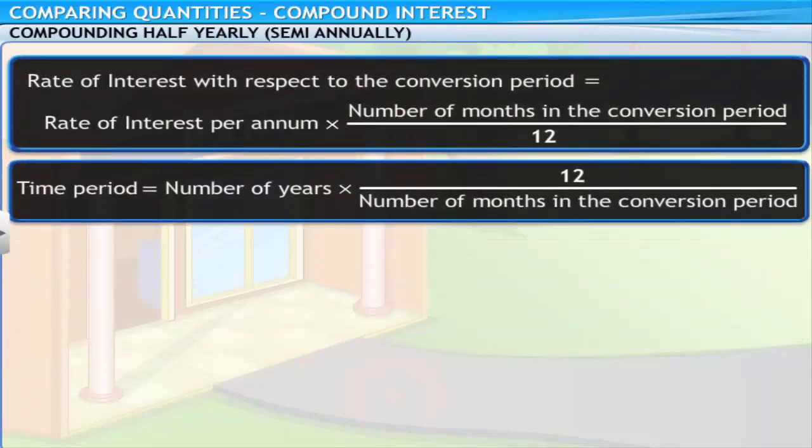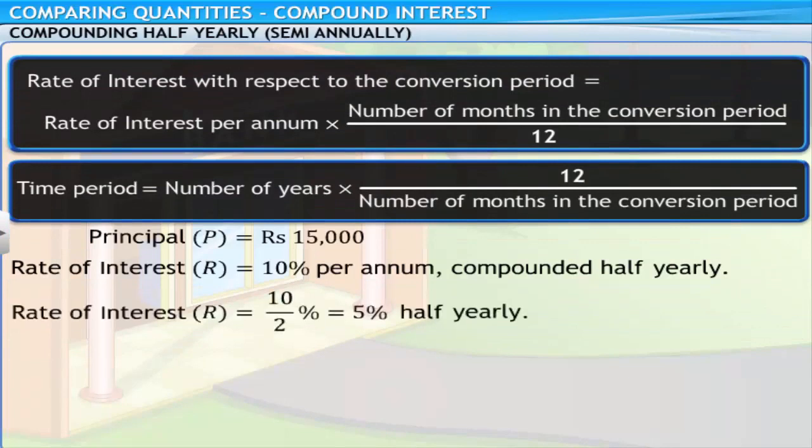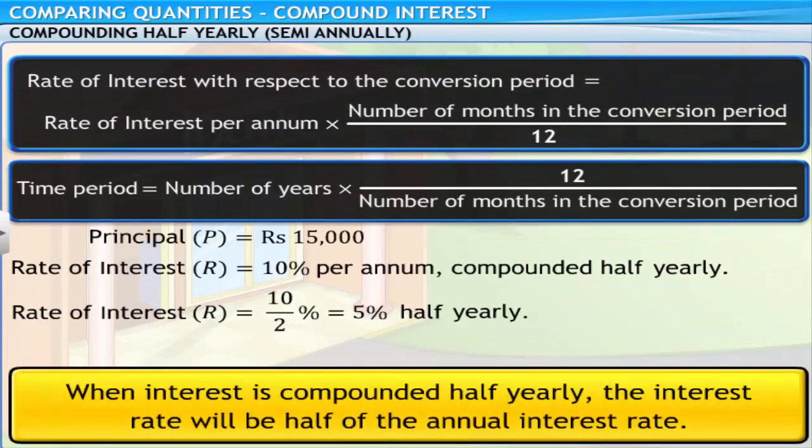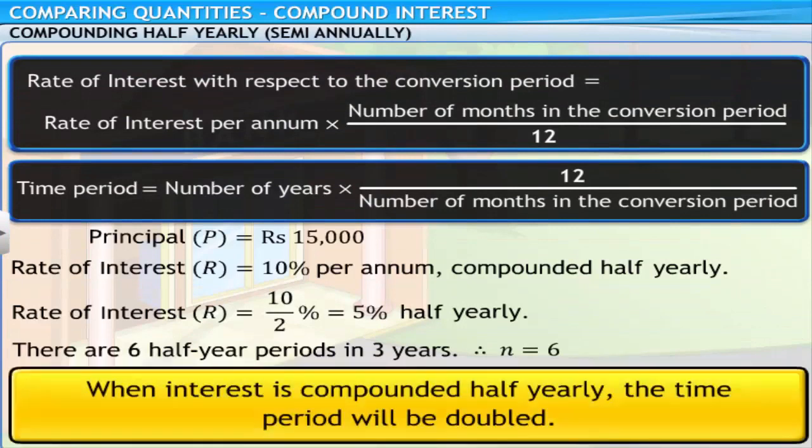Then the interest you get will be different from the one compounded annually. Let us assume that Alice deposited 15,000 rupees at a rate of 10% per annum compounded half-yearly. This means that the rate of interest will be half of 10%, which is 5%. So, when interest is compounded half-yearly, the interest rate will be half of the annual interest rate. There are 6 half periods in 3 years. This means that the interest is compounded 6 times. Did you notice 2 times 3 is 6? When the interest is compounded half-yearly, the time period becomes twice.